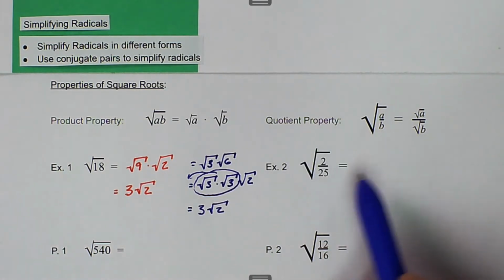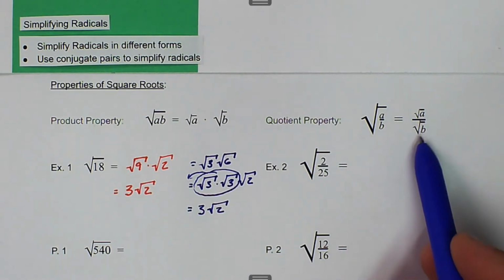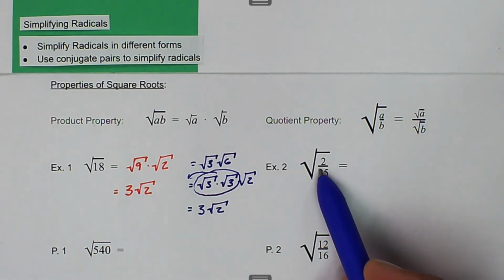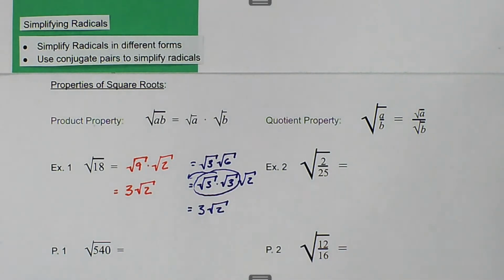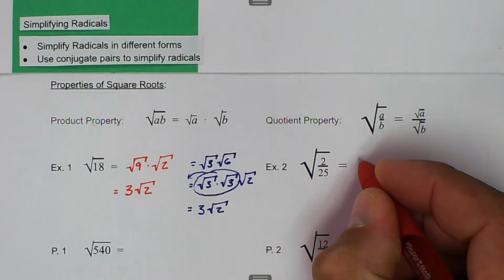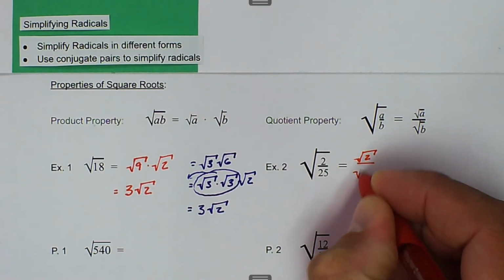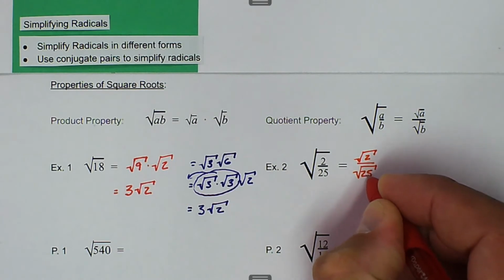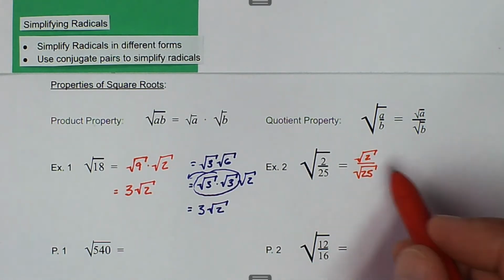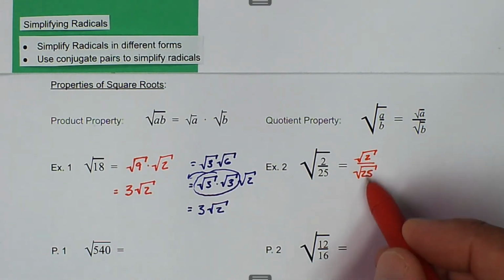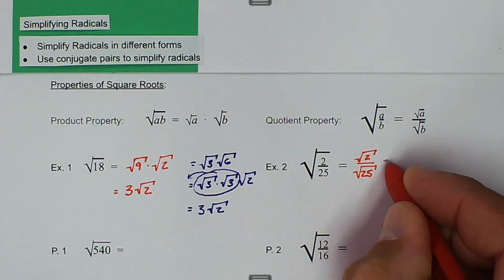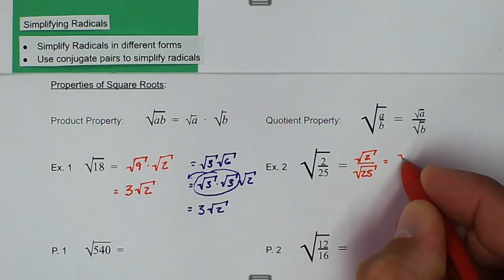Then we have an example of the quotient property where we can split the radical so it goes in the numerator and the denominator separately. So here we can write this down as the square root of 2 over the square root of 25. And the square root of 2 we cannot get, but the square root of 25 we know is 5. So this ends up being the square root of 2 over 5.